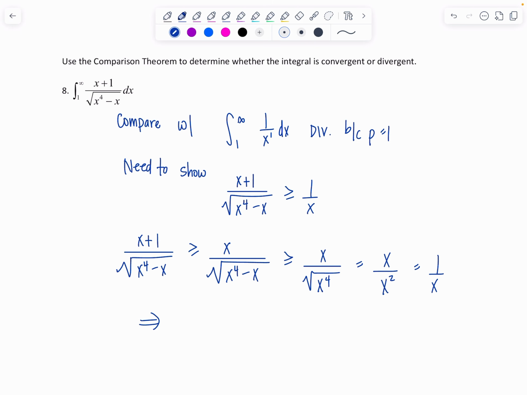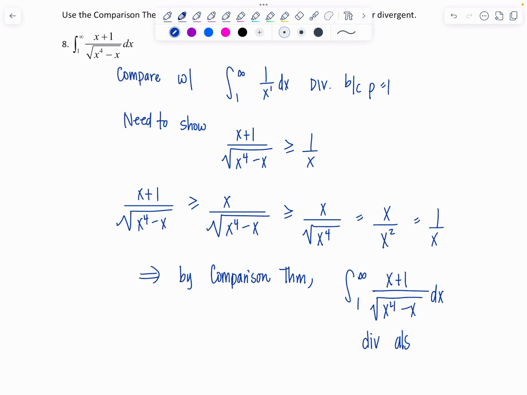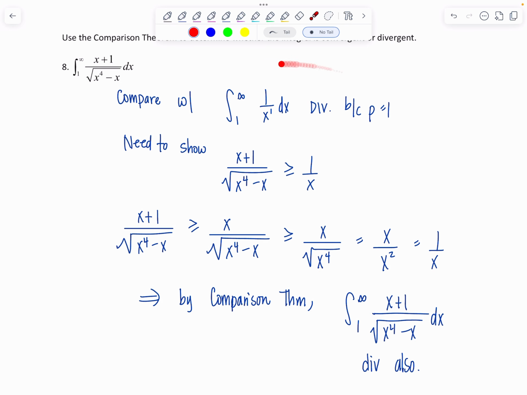So then you have to just summarize by the comparison theorem. The integral from 1 to infinity, x plus 1 over square root x to the 4th minus x dx diverges also. So for full credit, you would have to state what you're comparing it to, why we know it diverges, it's a p series, p equals 1, and that the limits of integration are 1 to infinity, just like what we have here. And then you need to clearly show this series of inequalities to justify that our integrand is bigger than 1 over x.